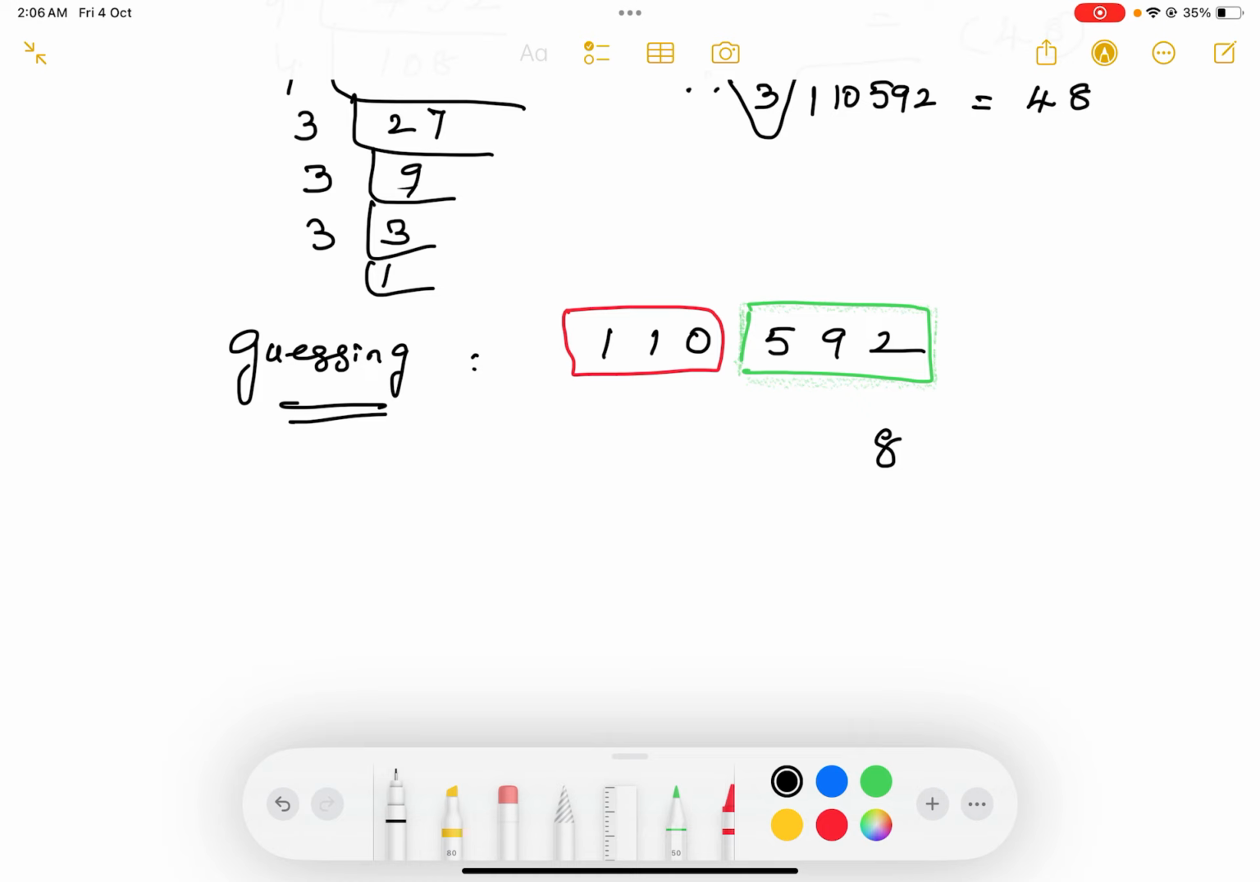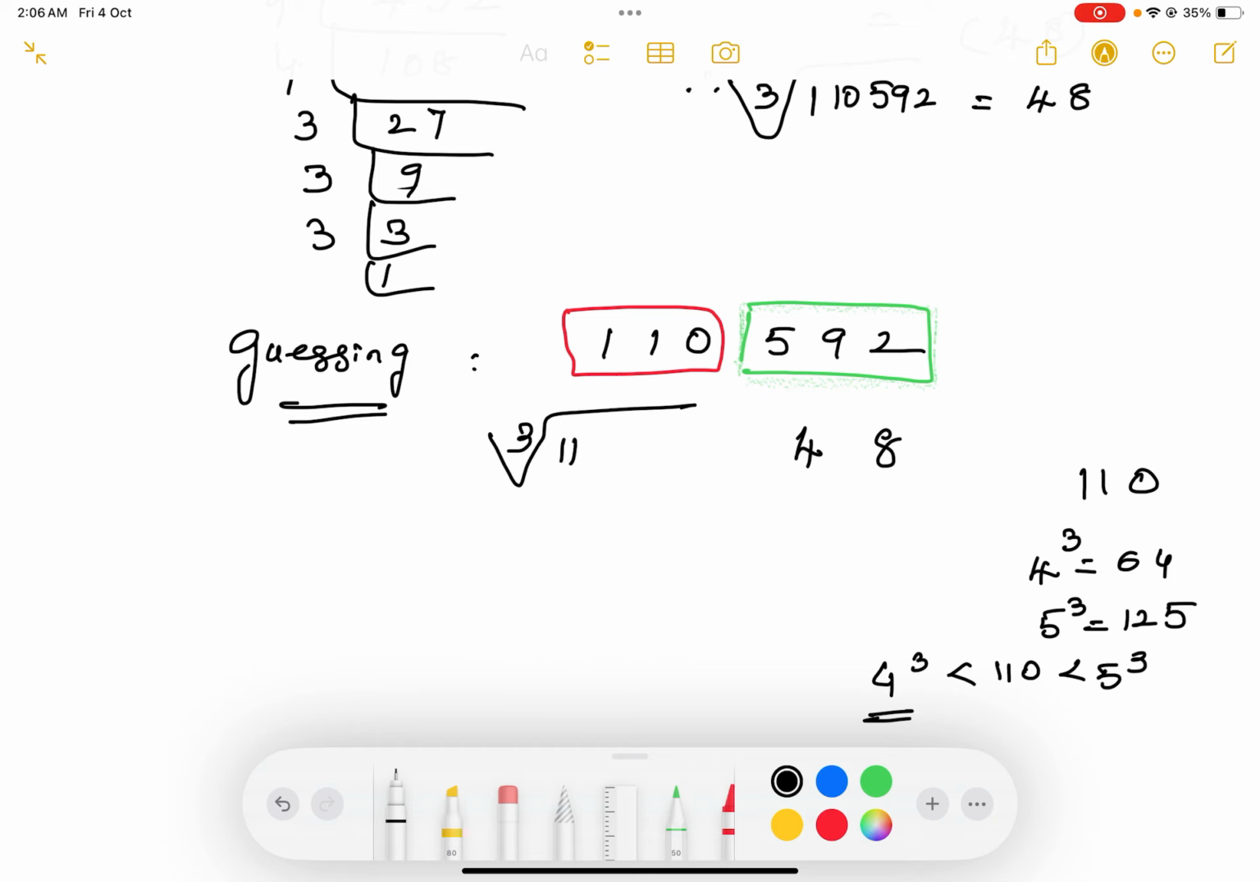Now we are going to find out for 110. So 110 is lying between which cubes? Let us see what is 4 cube. You know that it is 64. And what is 5 cube? We know that it is 125. So our 110 lies between 4 cube and 5 cube. As I told you, you have to take the smallest number. So the cube root of this is this much.